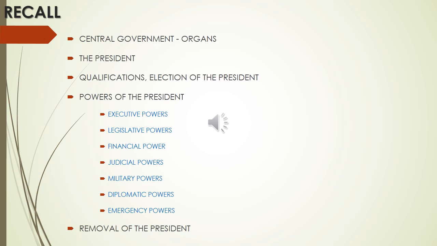Then the residence and the office of the president. What is it called? Where is it? Yes, it is called Rashtrapati Bhavan, which is in New Delhi. Apart from that, he has two other office-cum-residences. Where are they? One at Shimla and another at Hyderabad.